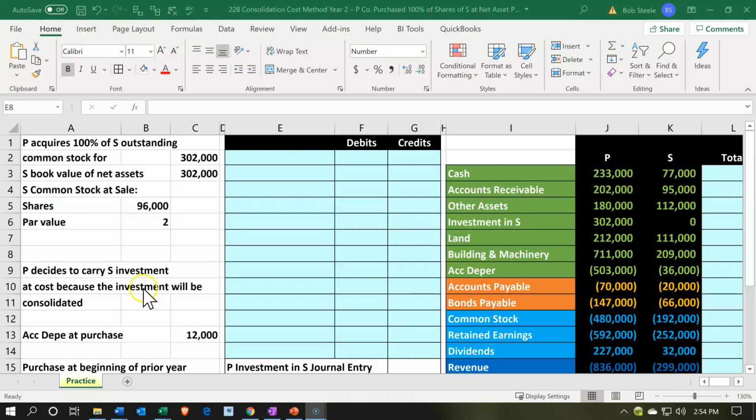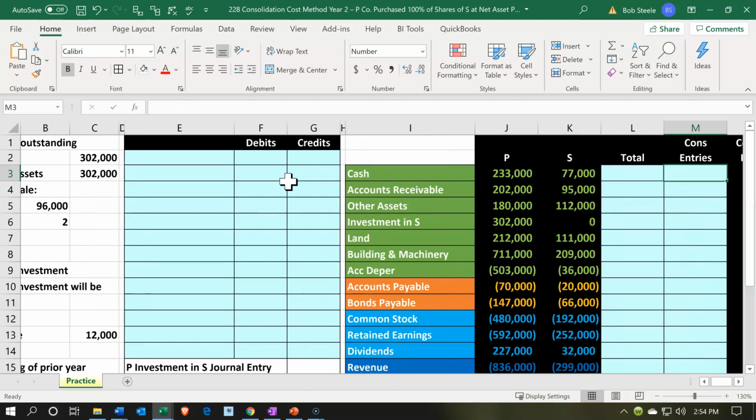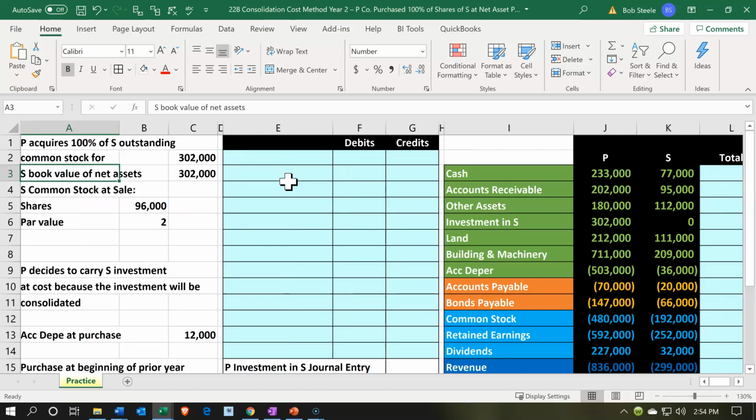Here we are in our Excel worksheet. We have our information on the left. We're going to enter that information into the blue area on the right, in terms of the journal entry as well as in our consolidation worksheet. So let's see what our information says on the left.